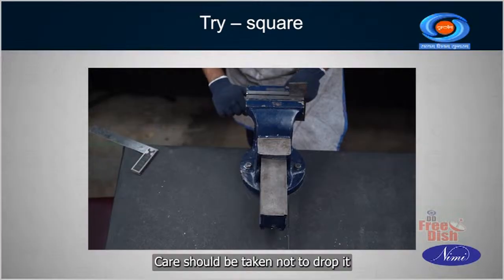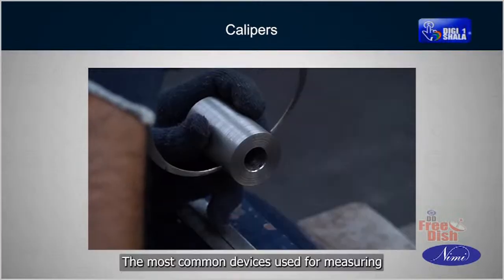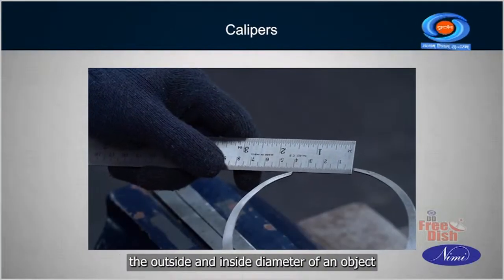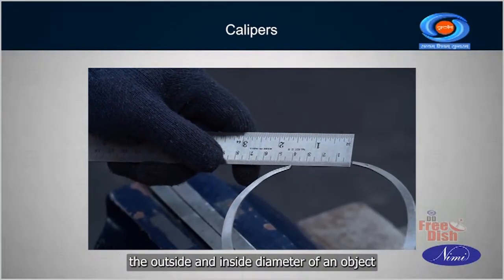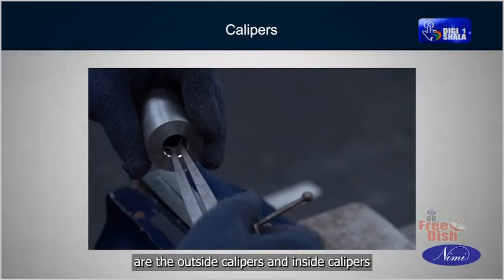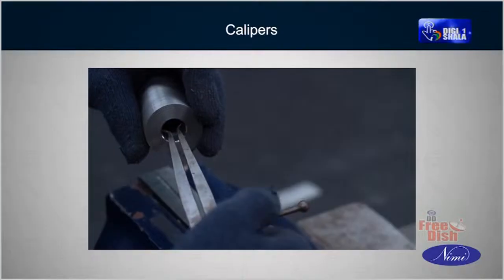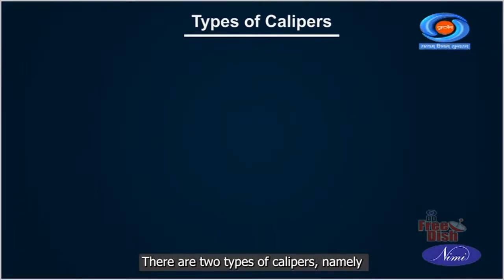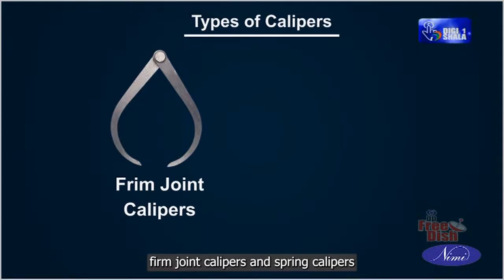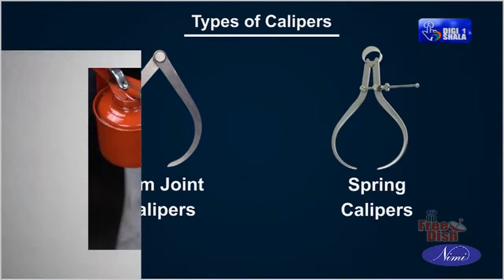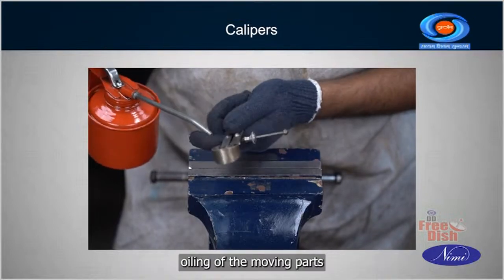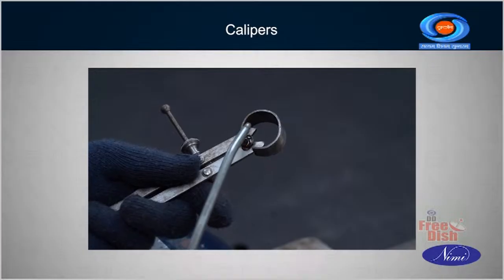Care should be taken not to drop it. The most common devices used for measuring the outside and inside diameter of an object are the outside calipers and inside calipers. There are two types of calipers, namely firm joint calipers and spring calipers. The maintenance of calipers includes occasional oiling of the moving parts.